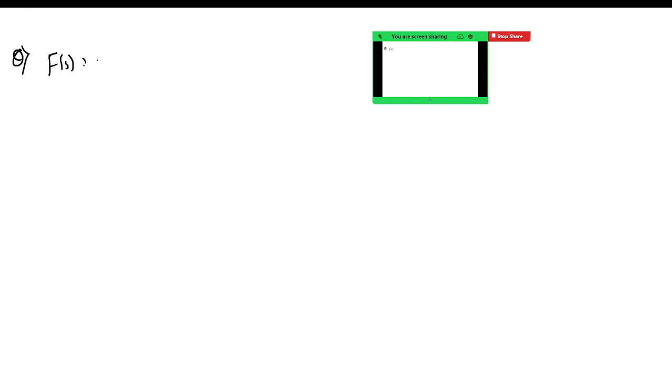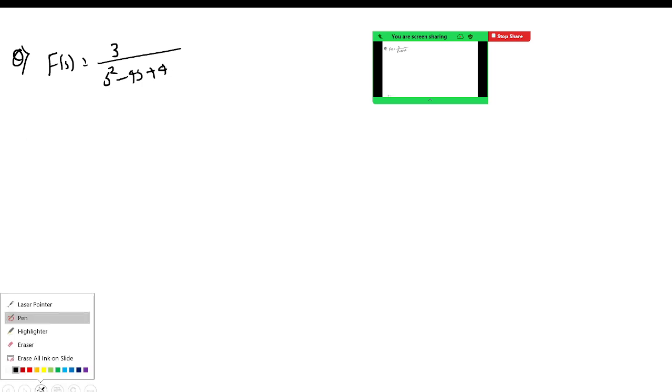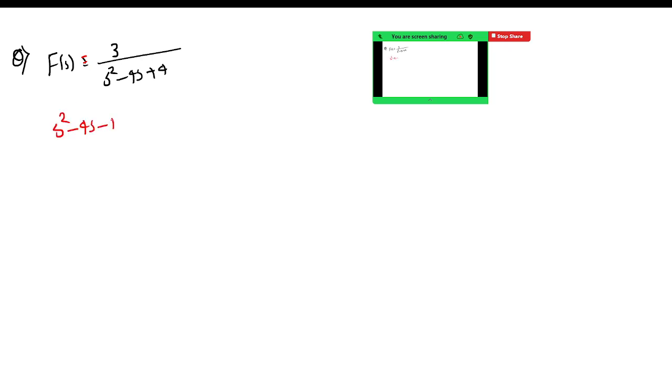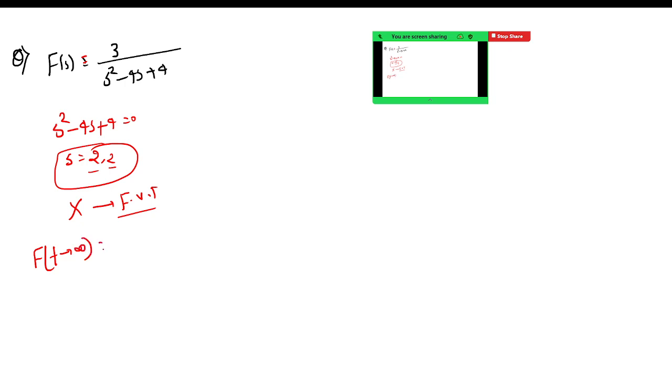Let's say F(s) is equal to 3 upon s square minus 4s plus 4. Now, can we use the final value theorem or not here? So first, what should I do? I'll calculate the roots of s square minus 4s plus 4 equals 0. So we will be getting s equals 2 and 2. Since the root is positive, we cannot use the final value theorem. So now if I want to calculate the value of the function f(t) at t equals infinity, then you have to calculate the Laplace inverse of F(s).